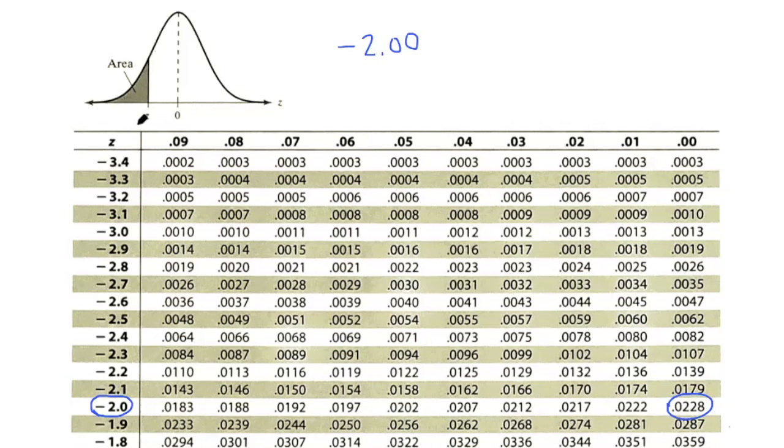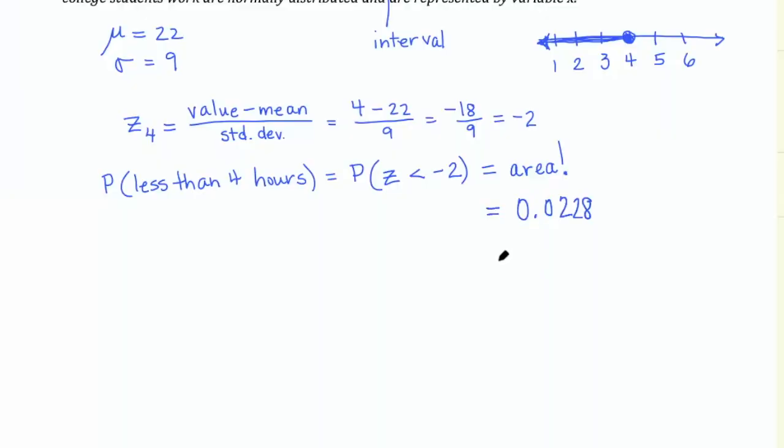I need to think about what I've just determined. For a z-score of -2, have I found the values less than or greater than that value? Well, it's always the area to the left, which is less than. So this is going to be my answer. That is the probability that a student would work less than 4 hours per week. So you can see that's only about a 2% chance, a fairly small number.